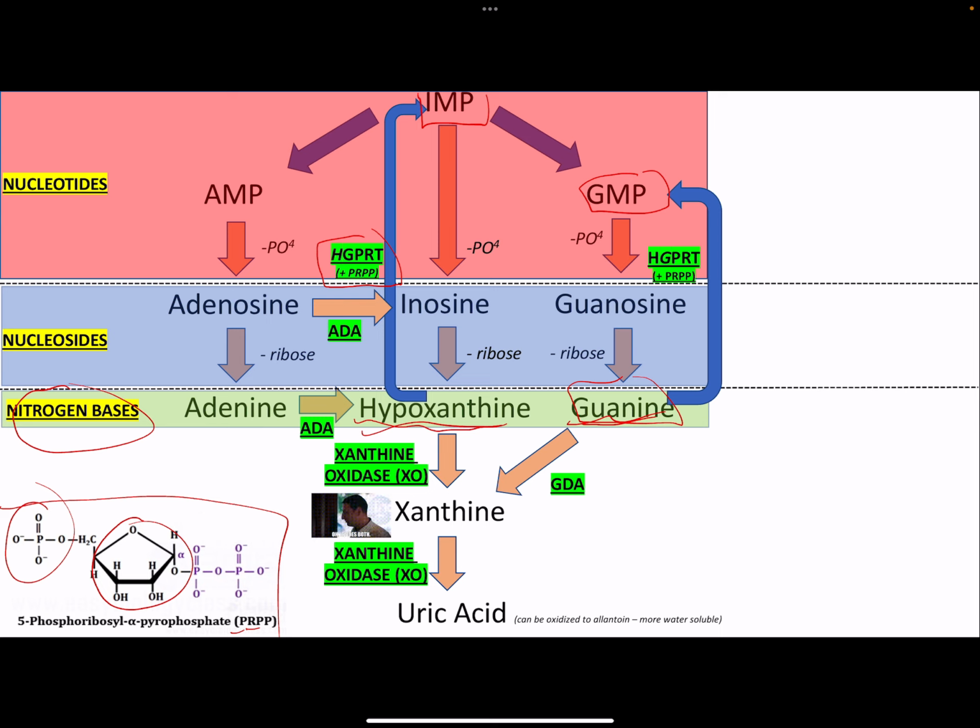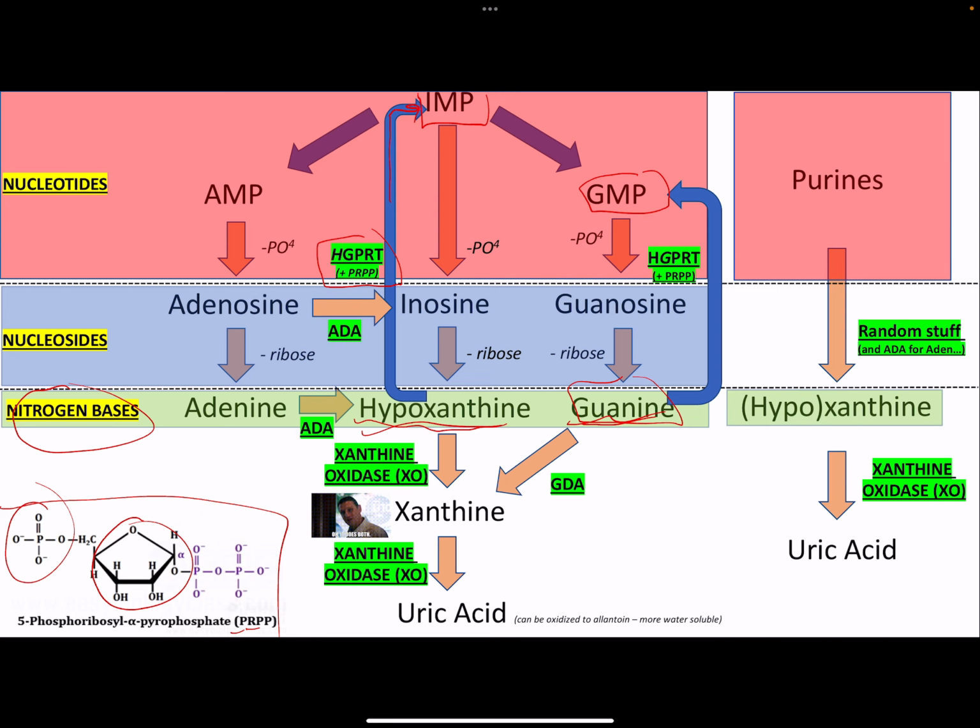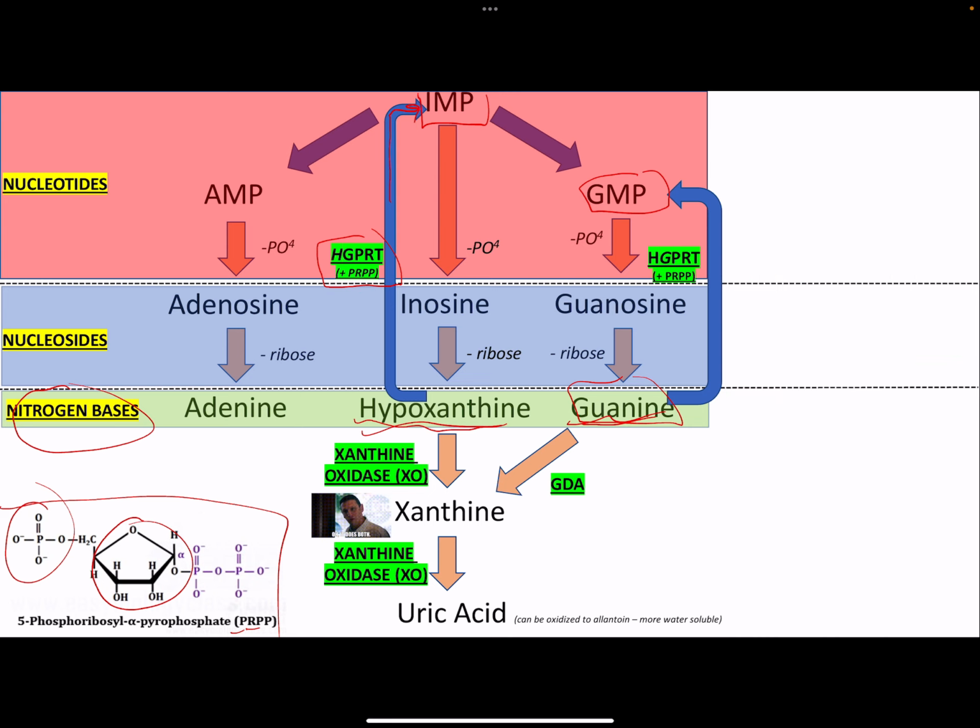Does that mean adenine can't be salvaged? No, because remember, adenine, adenosine, doesn't matter. Both of these can be converted to this middle pathway. And if we make it to inosine or hypoxanthine, that can then just go up ahead and again be salvaged. So it's indirectly salvaged by being converted to inosine or hypoxanthine. So that to me, that's a lot. Like, I do think this is stuff you should know, but you want to simplify it.